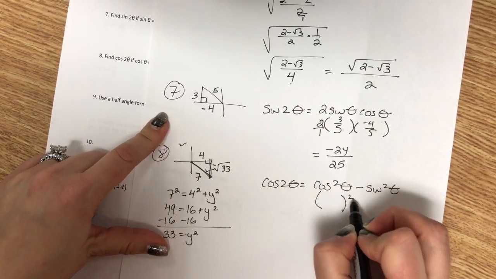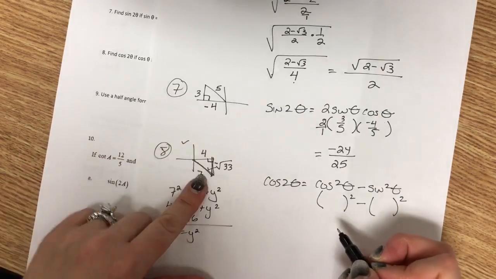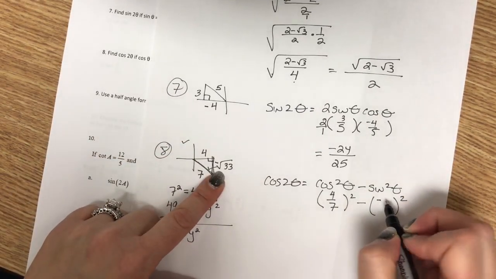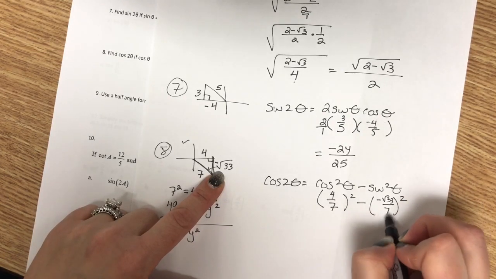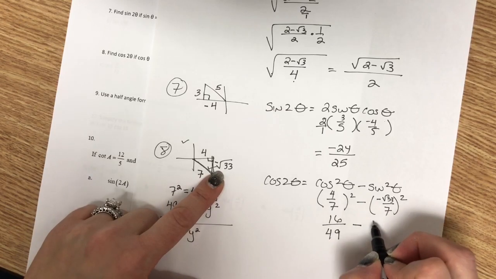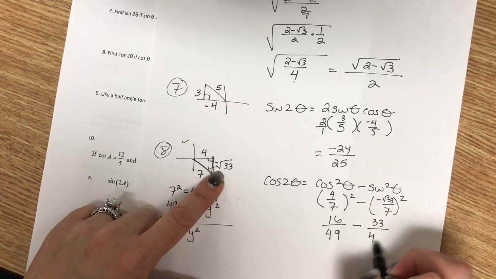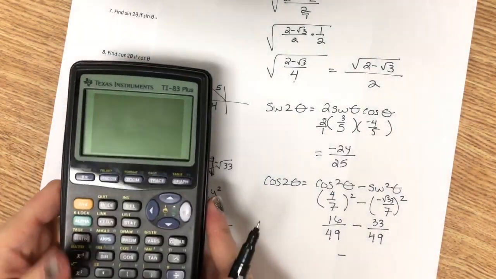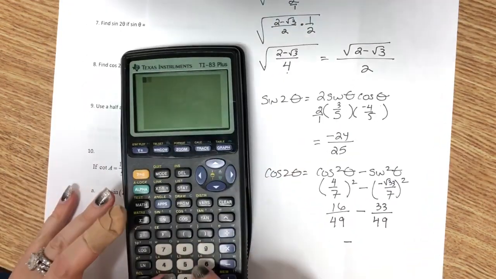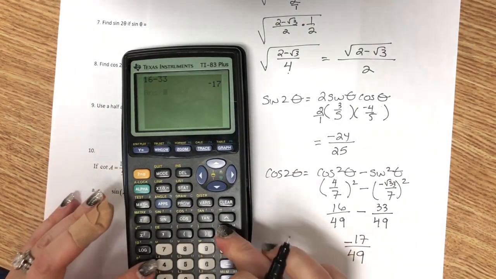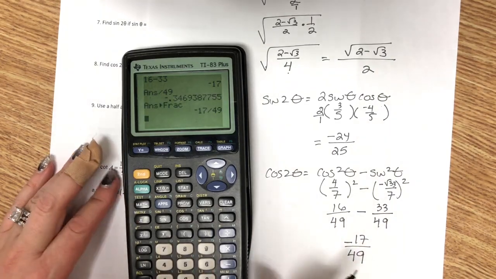So I'm going to use a fraction squared minus a fraction squared. So from this picture, cosine is 4/7, sine is negative root 33/7. So 4 squared, 7 squared, negative root 33 squared. So we're going to get negative. And this didn't say no calculator, so if you want for your arithmetic, negative 17. And we can check and see if it reduces, and it does not.